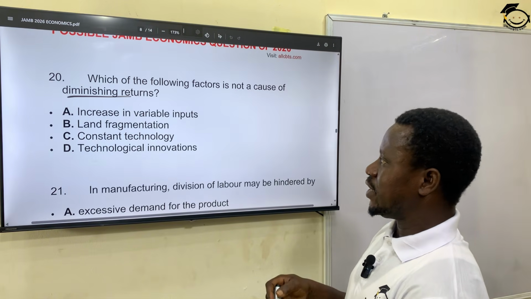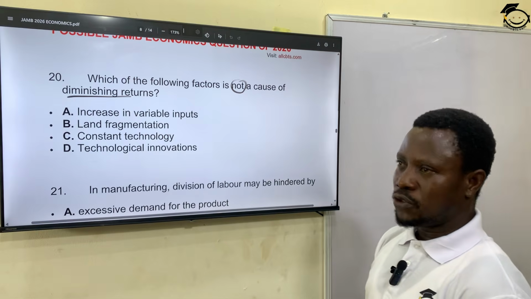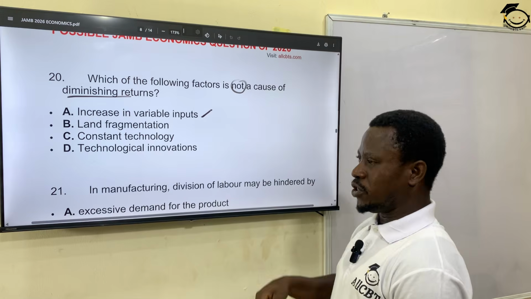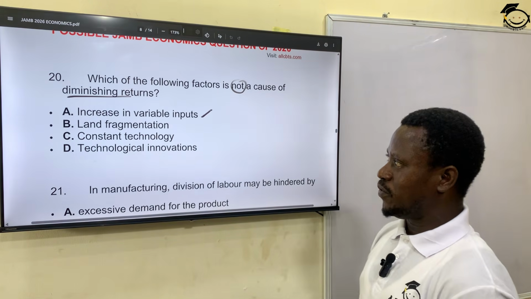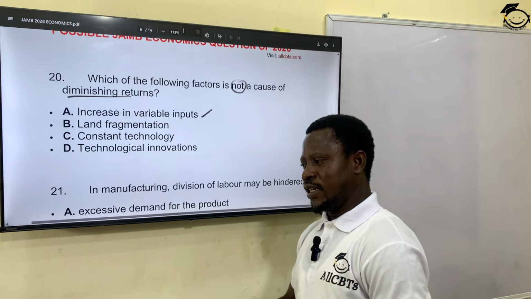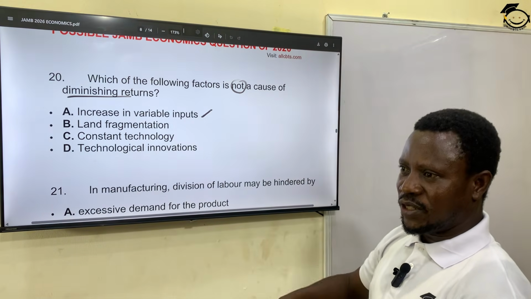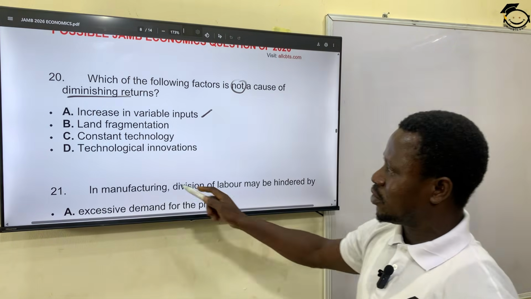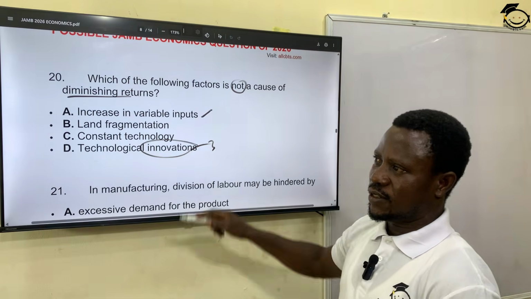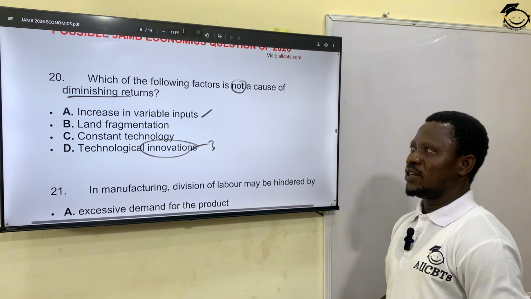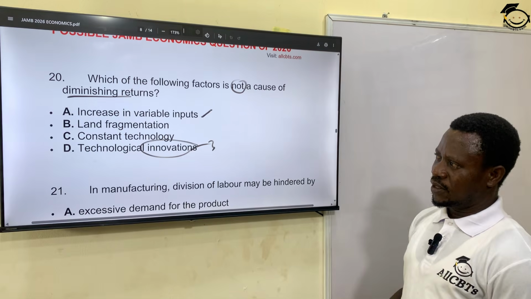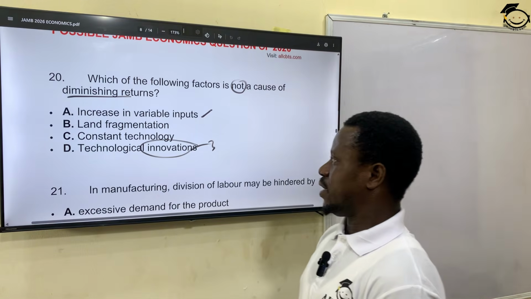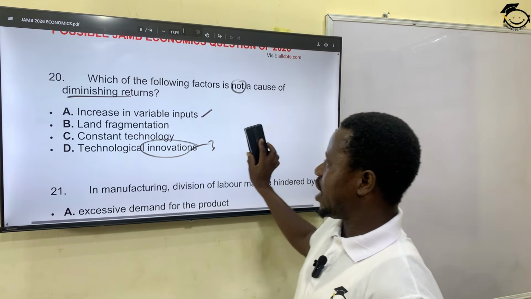Remember, we are asking which one is not going to cause diminishing returns. So all of them are going to cause it except one. So A will cause it because the more variable input you add to a fixed factor, the less you are going to get eventually. The more you fragment the land, the more the nutrient is going. Constant technology, using the same thing over and over again, you may not be able to meet up with larger productivity. But when there are technological innovations, new ideas, there's possibility of enjoying greater production by technological advancement. Okay? So the correct answer here is option D, technological advancement, innovation.